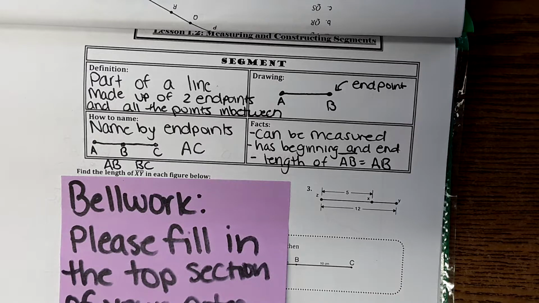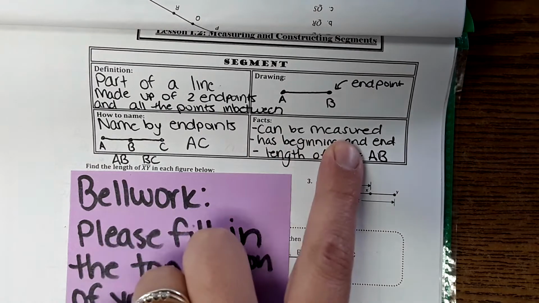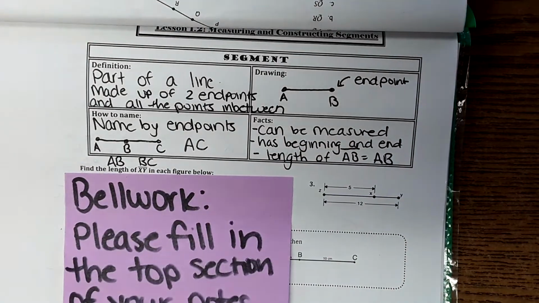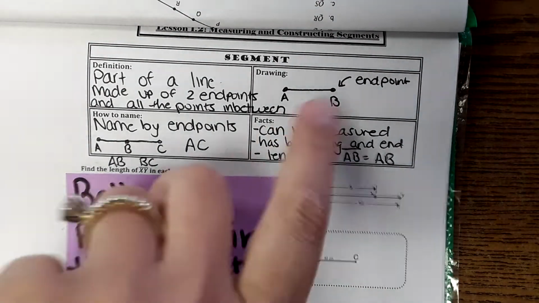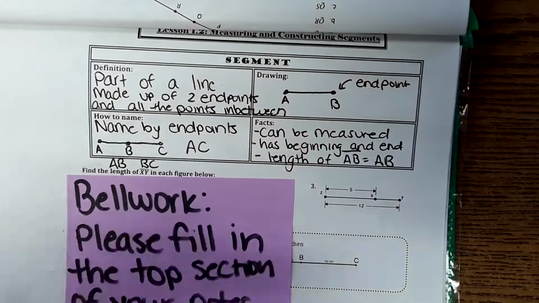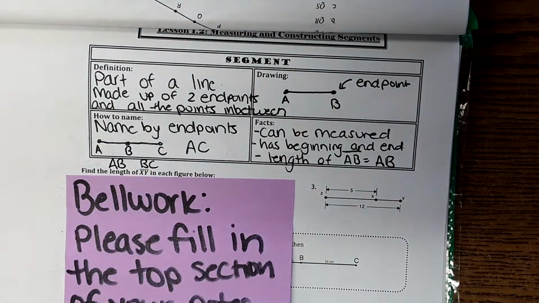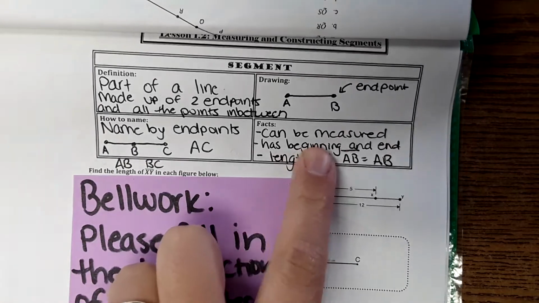And then just some quick facts. Of course, a line segment can be measured. One of the types of problems that will be on Schoology is it'll show a line segment and then a ruler underneath. All you need to do is measure that line segment with the ruler it gives you. So something pretty simple right there. A line segment, of course, has a beginning and an end.